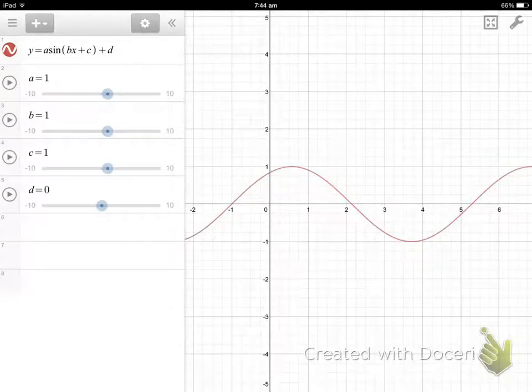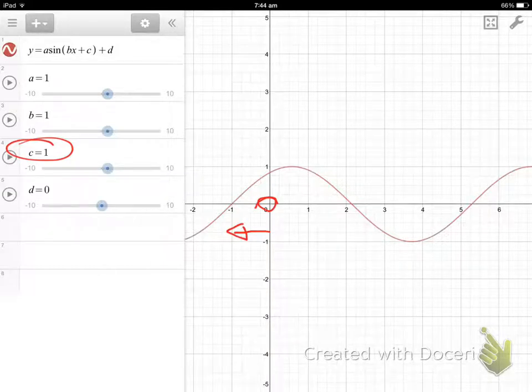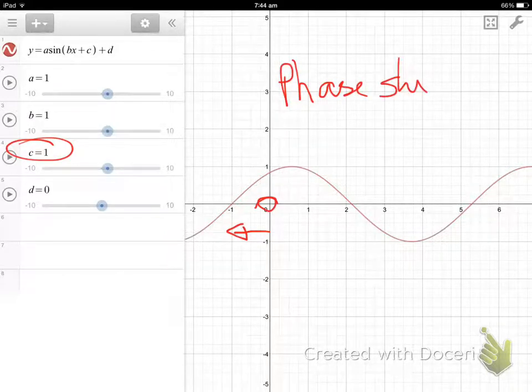Now this time, as you've moved the value of a back to 1, b back to 1, and c has now gone from 0 to 1, you want to notice that it no longer starts at 0. It in fact has moved it to the left, the value of 1, which happens to be the same value as c. Now we call this a phase change, or a phase shift. So the c value just moves it left to right.